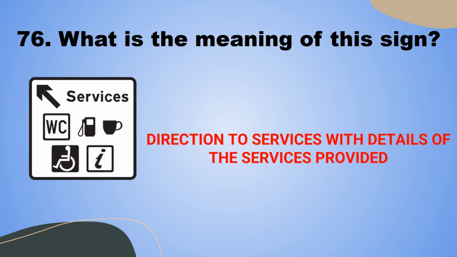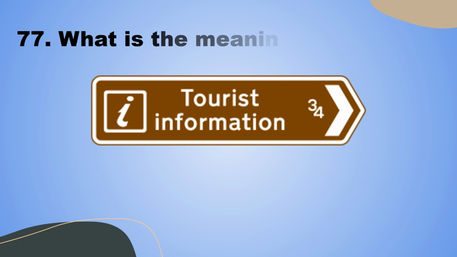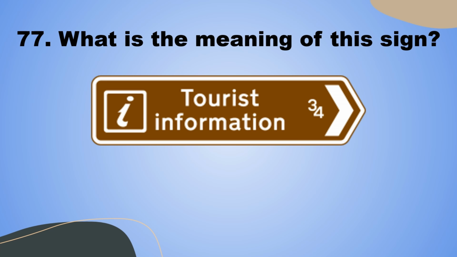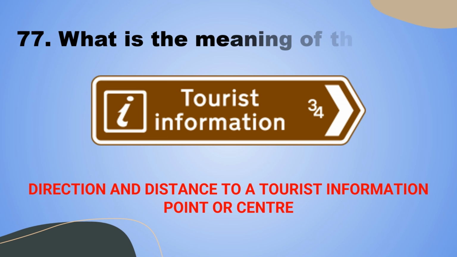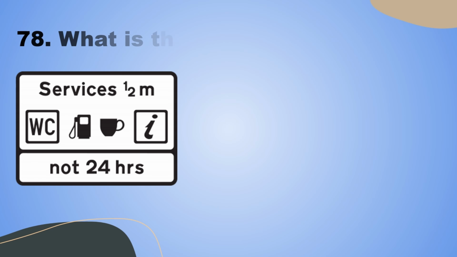And moving on to the next sign, what is the meaning of this sign? Direction and distance to a tourist information point or center. So I remember it's for information, then it's written on the sign as well, tourist information on the right and the distance to get to it. And let's move on to the next sign. What is the meaning of this sign?